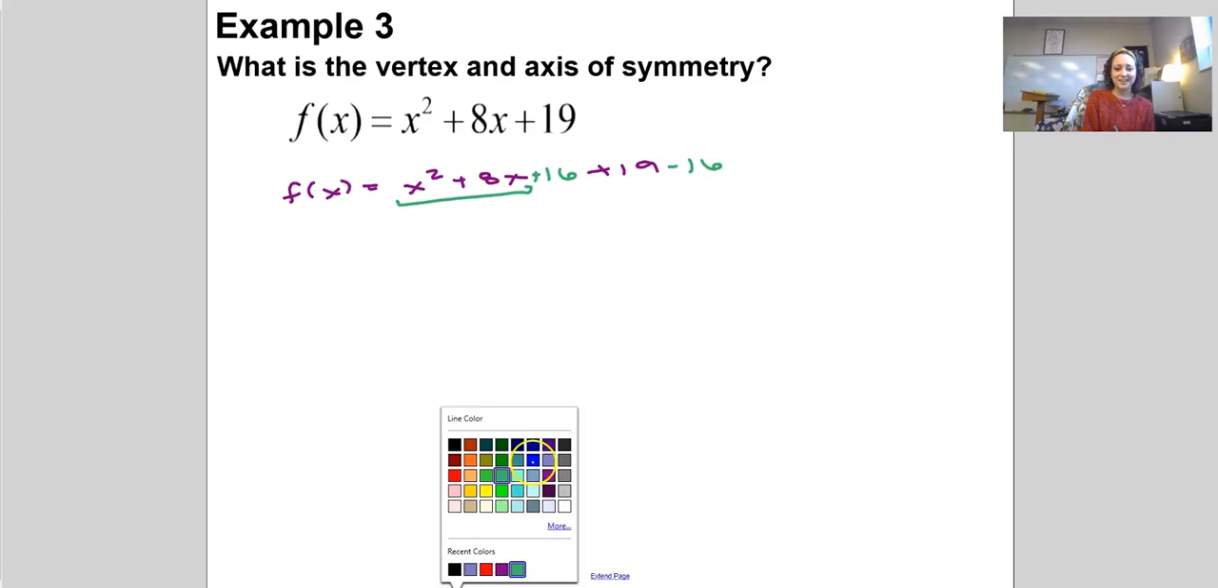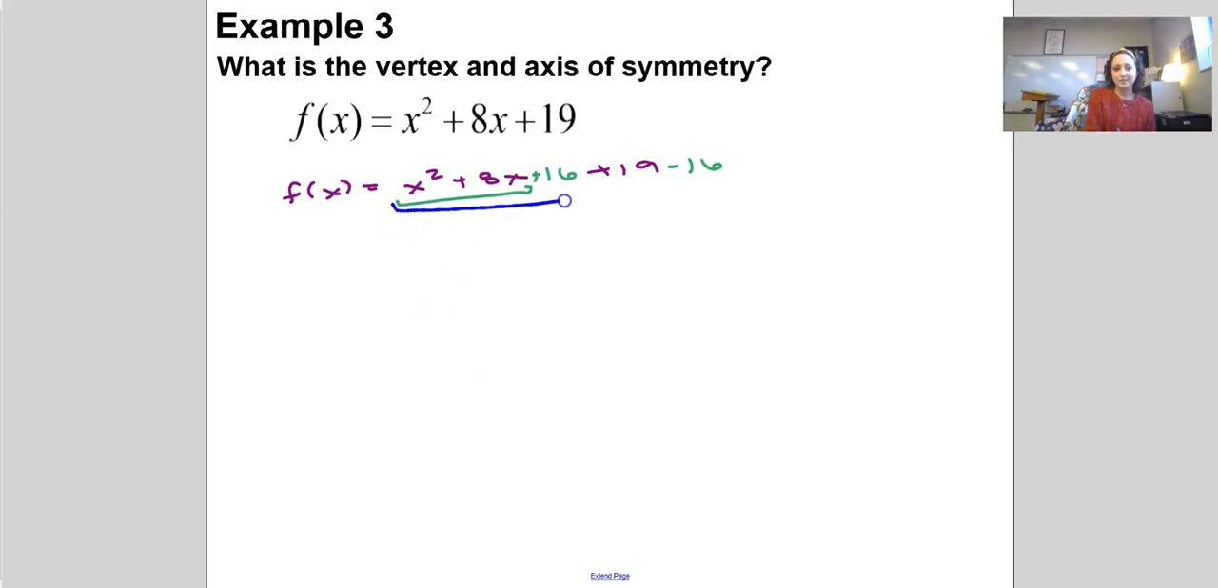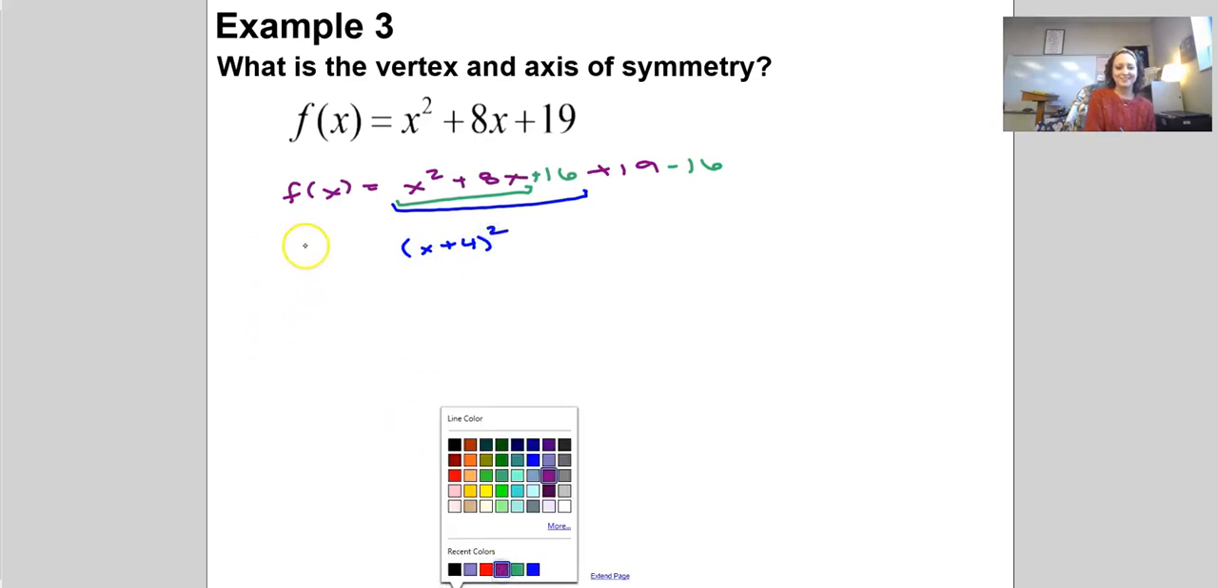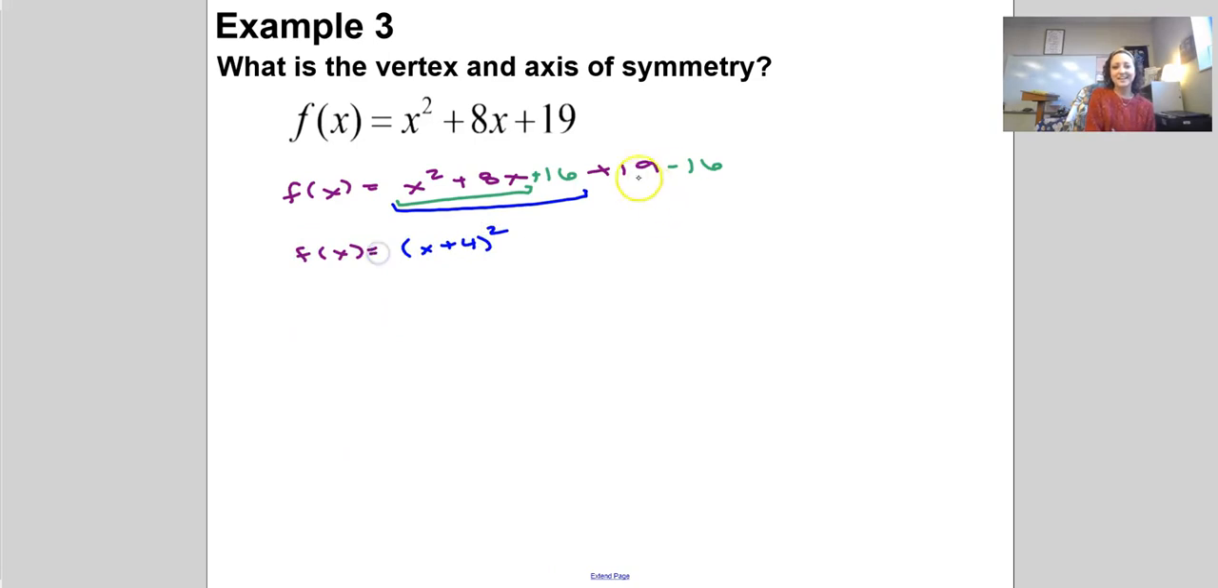Okay, so now let's go ahead and look at these first 3 terms. If I look at that trinomial, x squared plus 8x plus 16 would factor into x plus 4 times x plus 4, right? Also known as x plus 4 quantity squared, right? Okay, and I still have my f of x equals, and then 19 minus 16 is going to be 3, right? Okay, and now we can easily identify our vertex is going to be negative 4 comma 3, and what's my axis of symmetry? X equals negative 4.